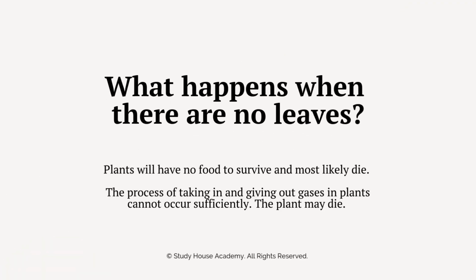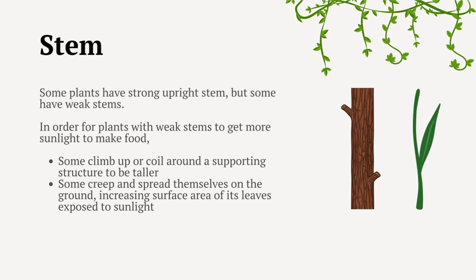So what will happen when there are no leaves? Plants will have no food to survive and most likely die. The process of taking in and giving out gases in plants cannot occur sufficiently. The plant may die. Next, the stem.